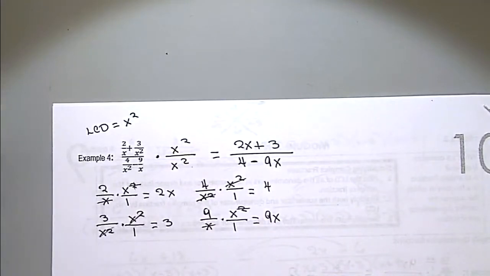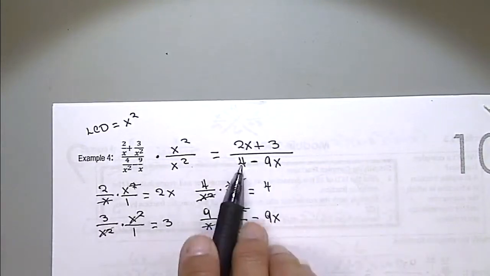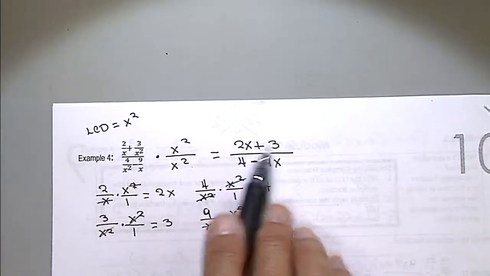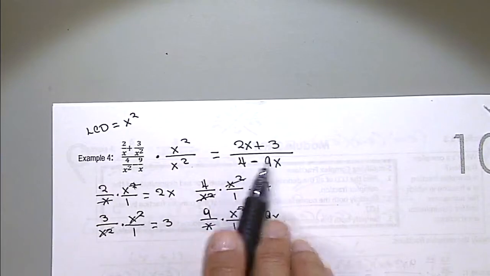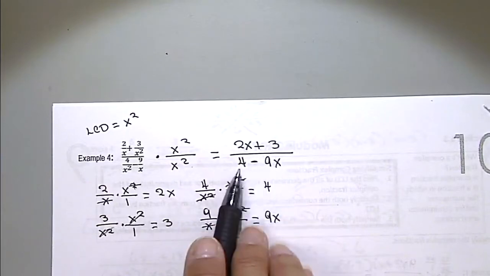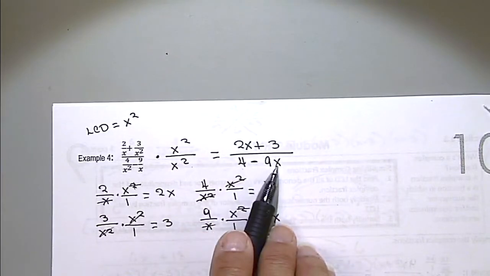Okay, does it reduce? Well, it's a little confusing right now because it's written sort of strangely, isn't it? But these two don't have a common factor, do they? 2x and 3. You couldn't factor that, could you? What about 4 and the negative 9x? Could you factor that? Do they have anything in common?